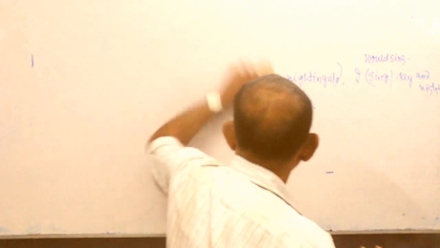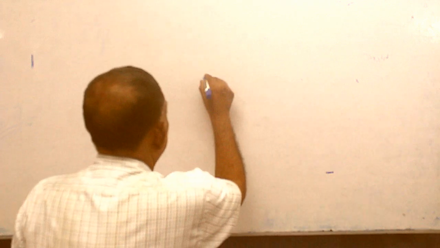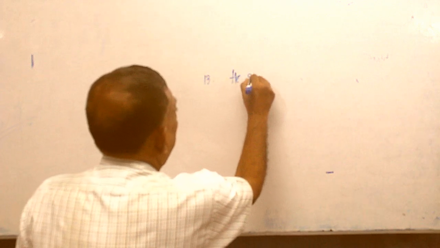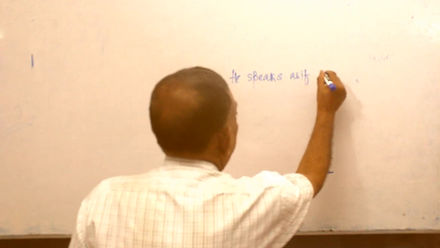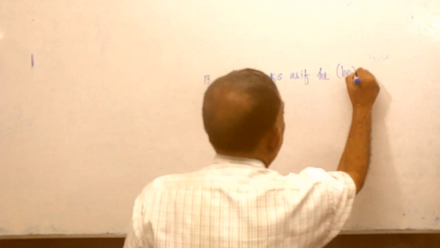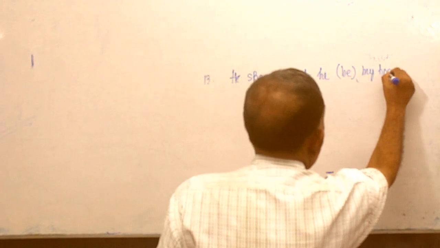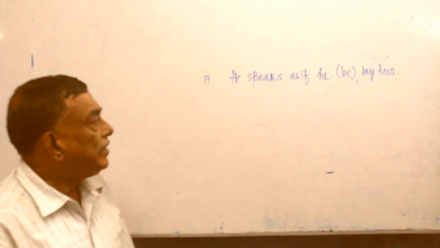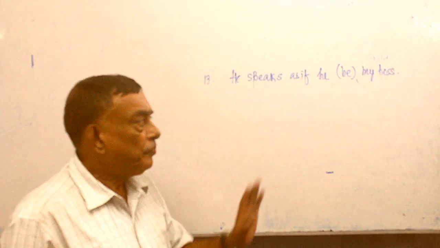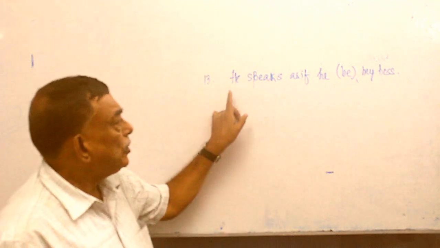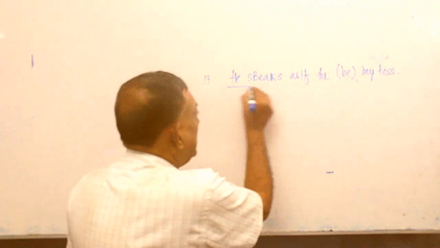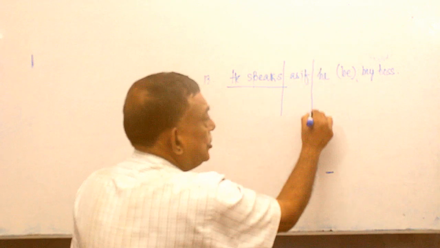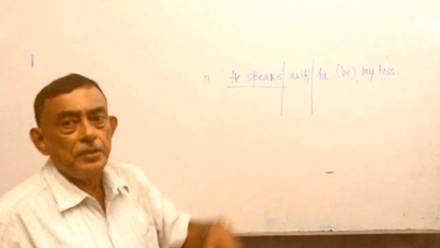Number 13 has been given. He speaks as if he be my boss. Now once again I give you another tips and tricks. First of all, you read the sentence. There are 3 parts. How can you judge? First part, he speaks. Then as if is a conjunction, and he be my boss is the second part.